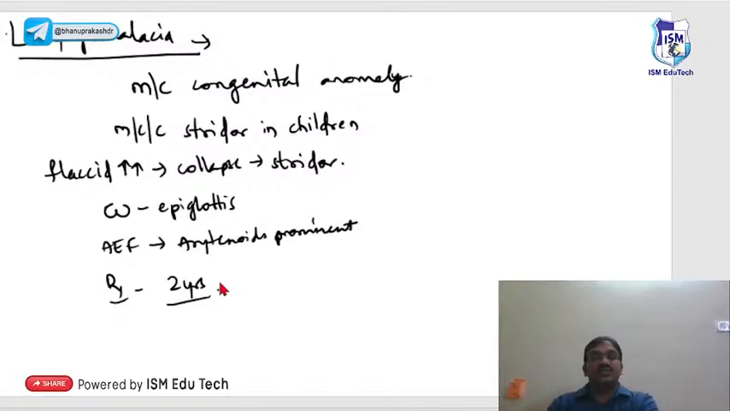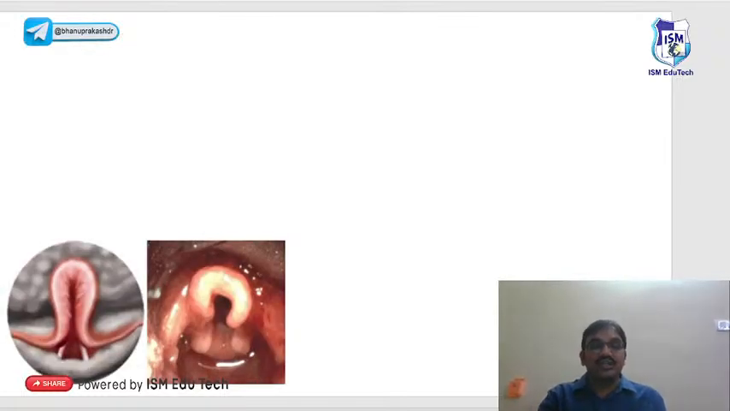Even after 2 years, if this is not resolving, you have to go for an epiglottoplasty or supraglottoplasty. Coming to the next, you can see an omega shaped epiglottis over here. This is the laryngoscopic picture showing that. The omega shaped epiglottis can be seen over here. Okay, next, coming to the next part.